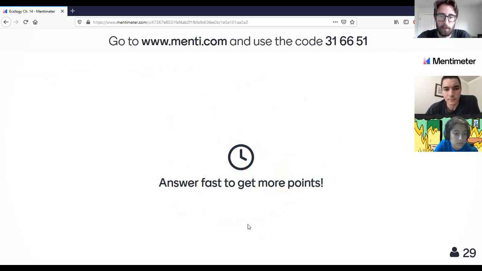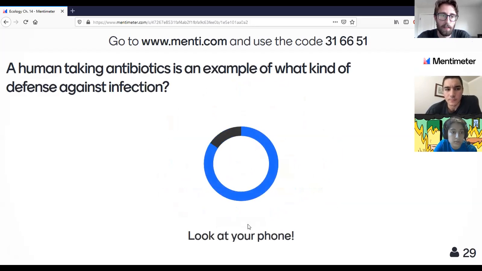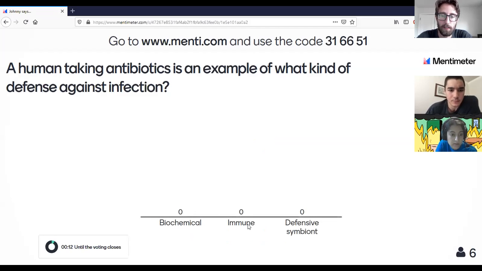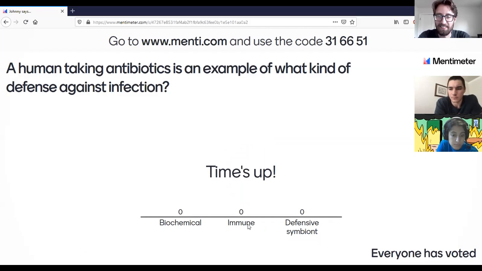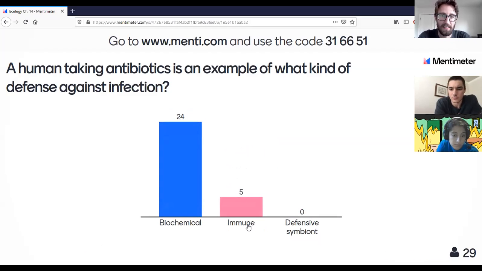All right, first question here. A human taking antibiotics is an example of what kind of defense against infection? Yep, it's going to be biochemical.